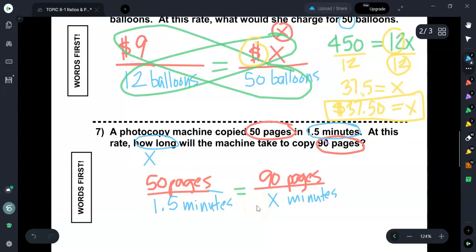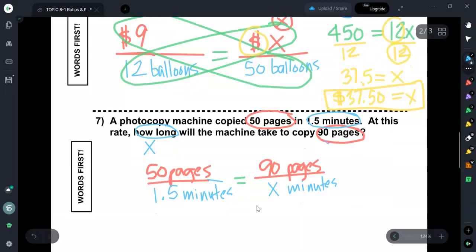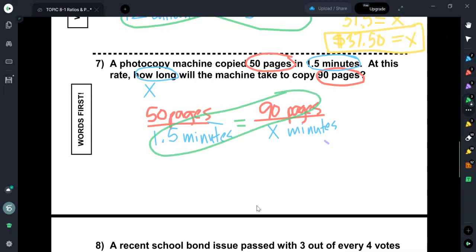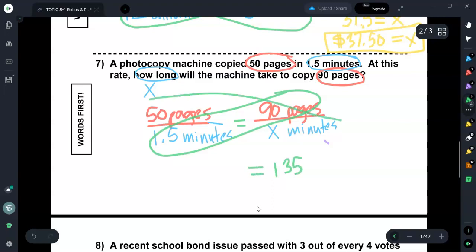There's other ways you can do it where you can put pages over pages and minutes over minutes. I just don't want to confuse you, so I'm going to give you rates and keep it like this. We're just going to keep everything uniform. So now I've got two equal ratios. I'm going to cross product these. 90 times 1.5 is going to be 135. So I'm going to write 135. And 50 times x is going to be 50x.